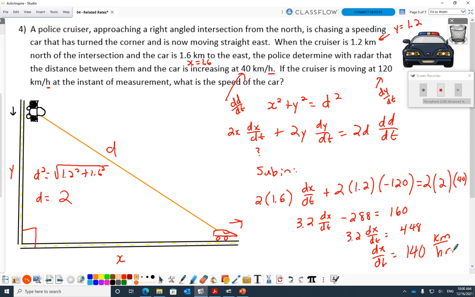We can find out how fast something's moving just by knowing how far from the intersection we are, how far they are, and a little radar that tells us how fast they're moving away from us. That is how much this distance is changing. Yeah? Max? 160 plus 288 is 388. I don't think it is.